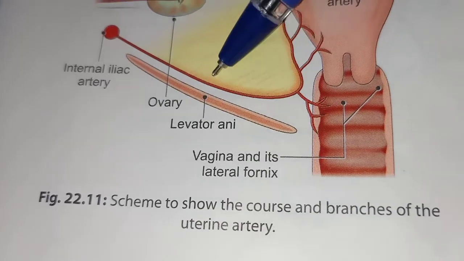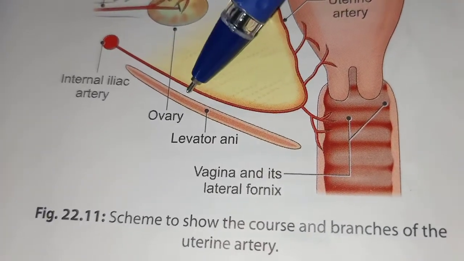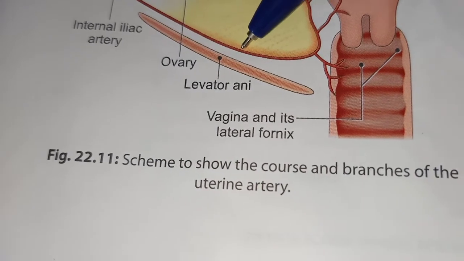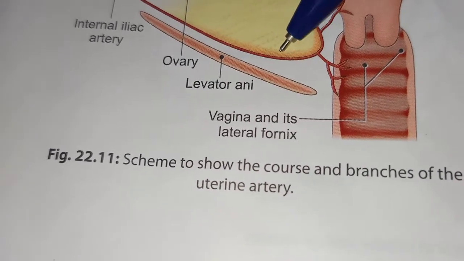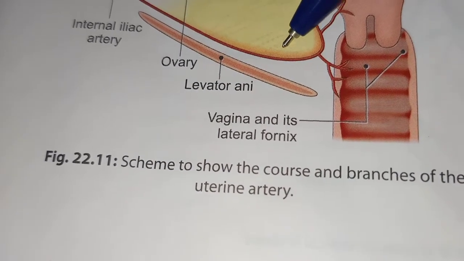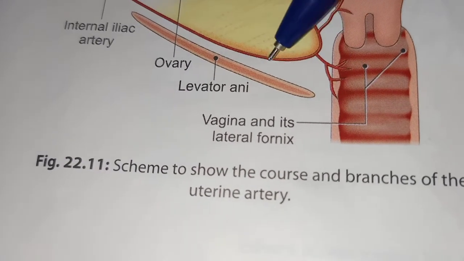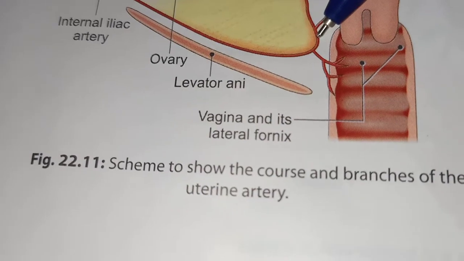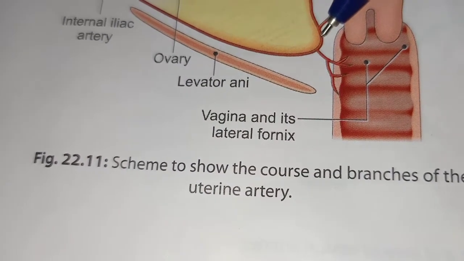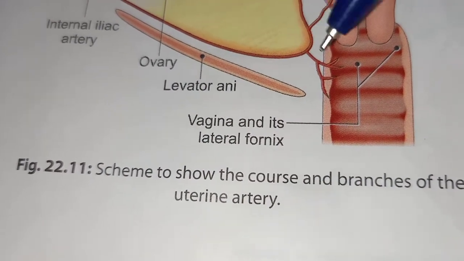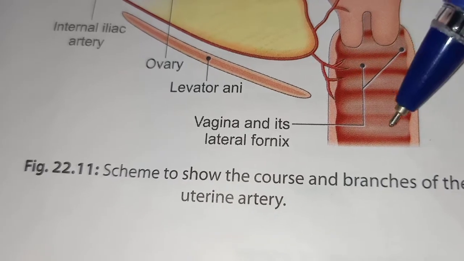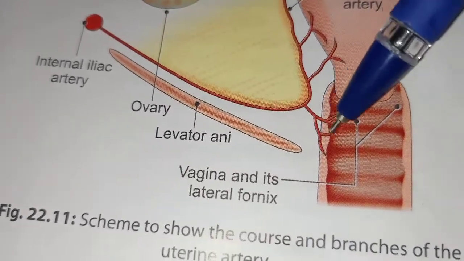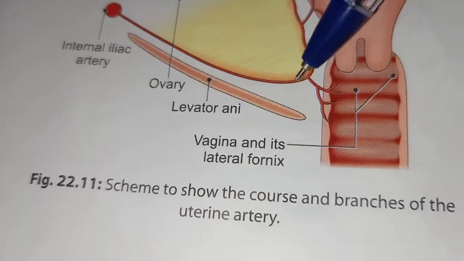It reaches the lateral side of the upper end of the vagina. So it is going this way, medially on the pelvic floor, then it will go to the lateral part of the vagina, and it will reach the lateral vaginal fornix. This is the fornix. You can see the branches going to the lateral vaginal fornix.